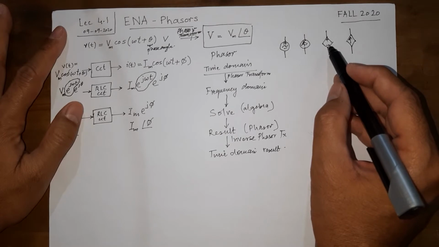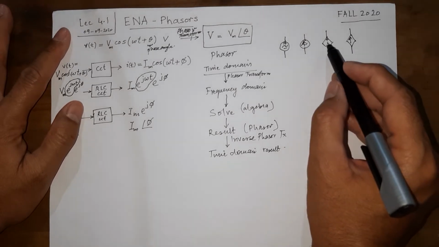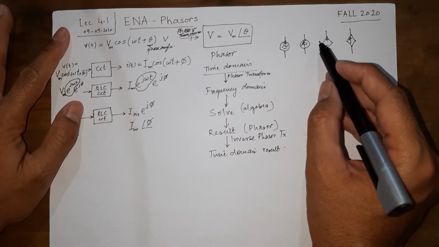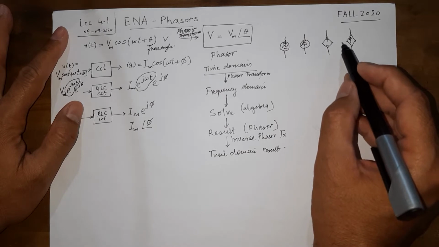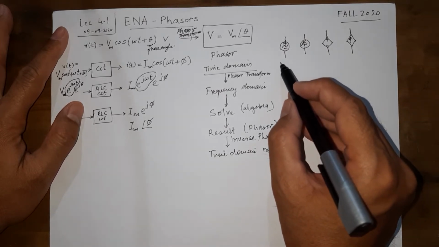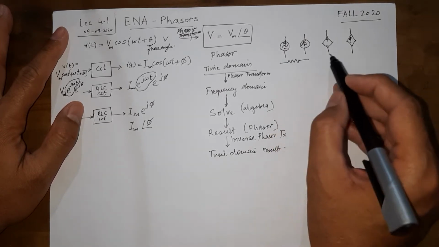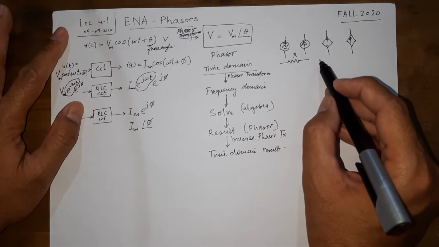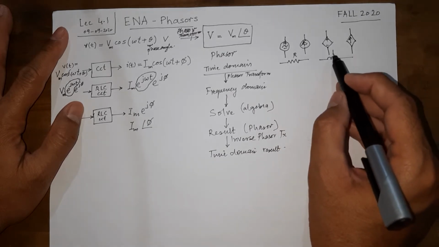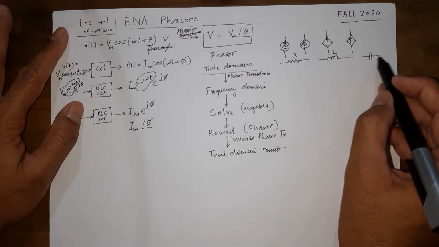The dependent sources would be sinusoidal too, because the quantity on which they depend would be a sinusoidal quantity. And then we will have a resistor, an inductor, or a capacitor in the time domain.